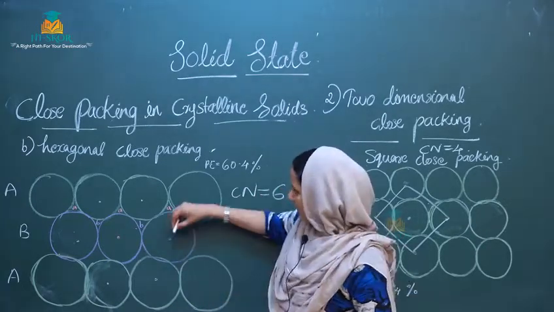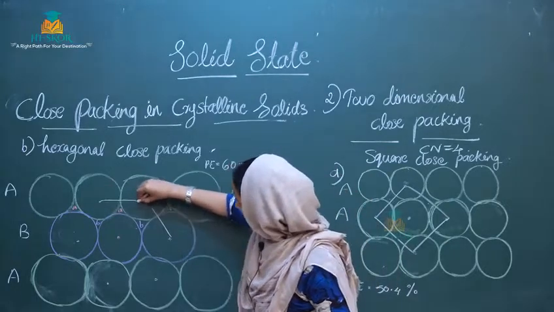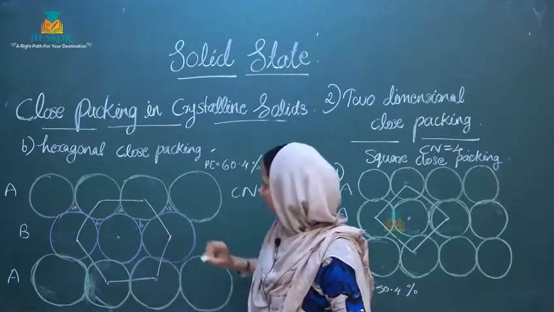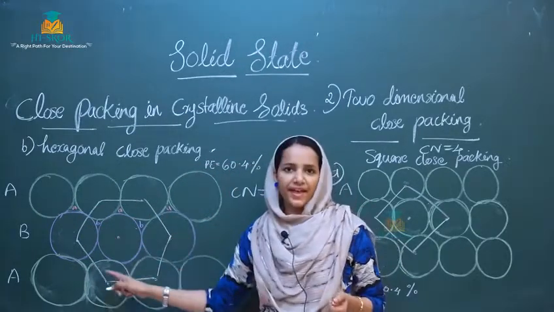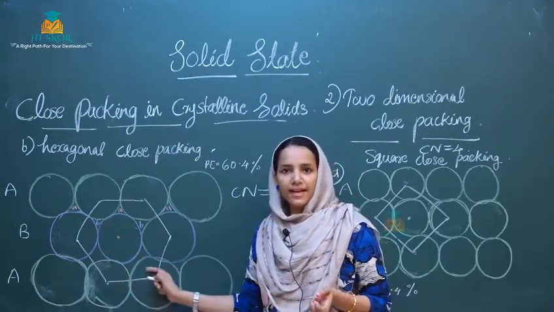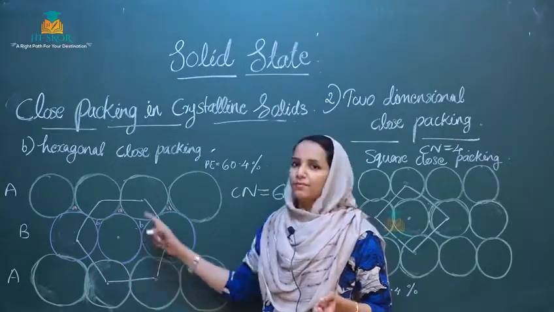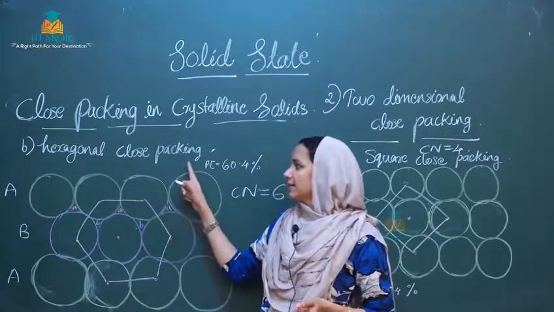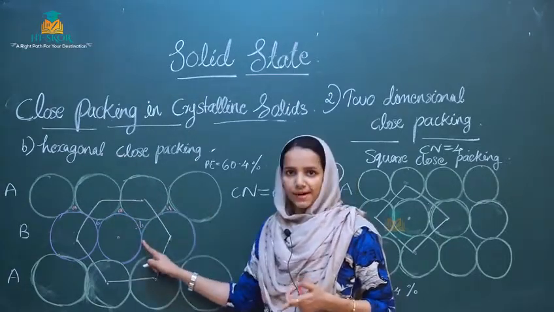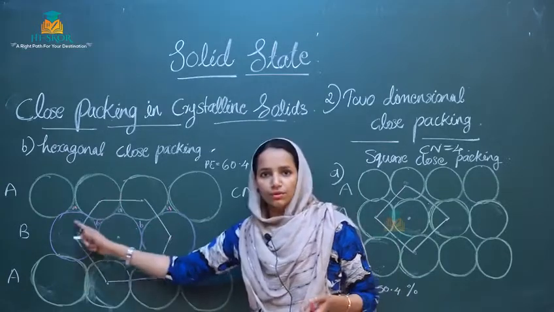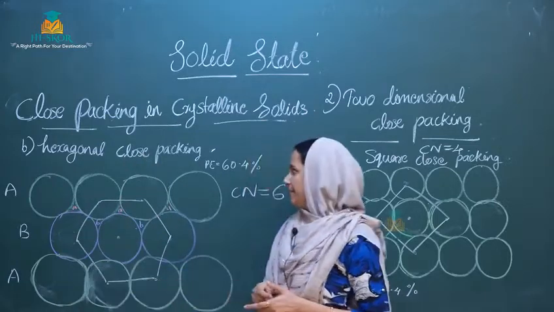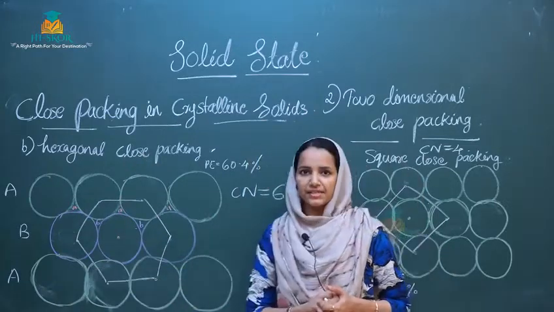So when you join the centers of these neighboring spheres, what will you see? Okay, so this is the shape of a hexagon. So you will get a hexagon while joining the centers of the neighboring spheres. So that is why this type of close packing is known as hexagonal close packing. Okay, so in hexagonal close packing, the coordination number is 6, and it is also known as AB type. In two-dimensional, this is also known as AB type. Here what about the packing efficiency?